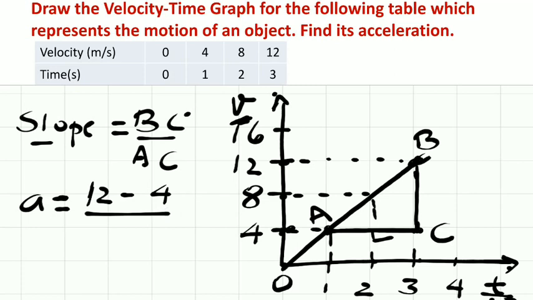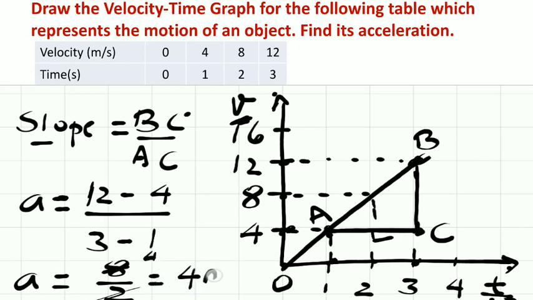upon AC. At the point A, the time is 1. At the point C, the time is 3. So this will be 3 minus 1. So 12 minus 4. This becomes 8 upon 3 minus 1. This becomes 2. So 2 4s are 8. So we get the value of acceleration 4 meter per second square. This is the required value that we need to calculate.